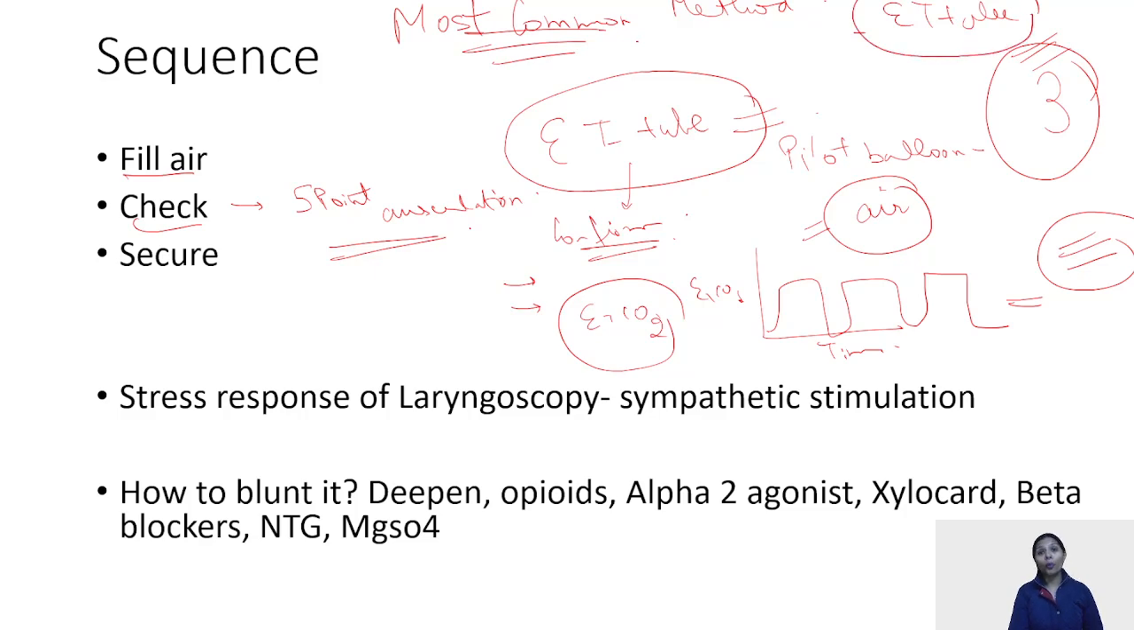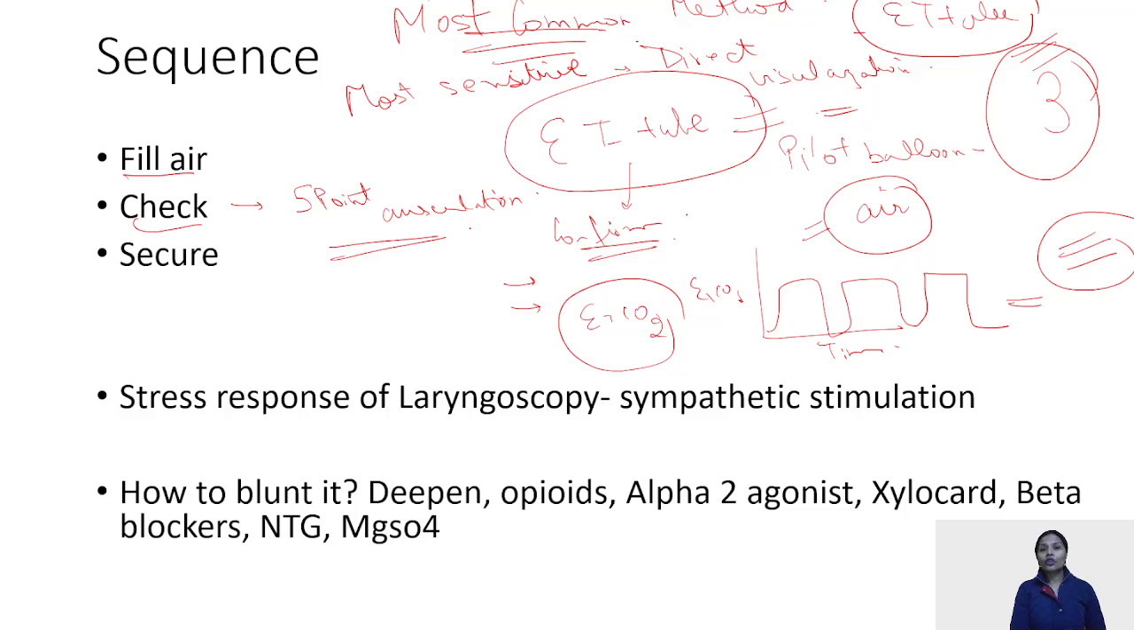The most common. But what is the most sensitive? The most sensitive method is direct visualization of the passage of the endotracheal tube in the glottic opening, that you are actually seeing the endotracheal tube being introduced into the glottic opening. That is the most sensitive method. Then comes the gold standard method. The gold standard is your fiber optic. Yeah, this is something new.